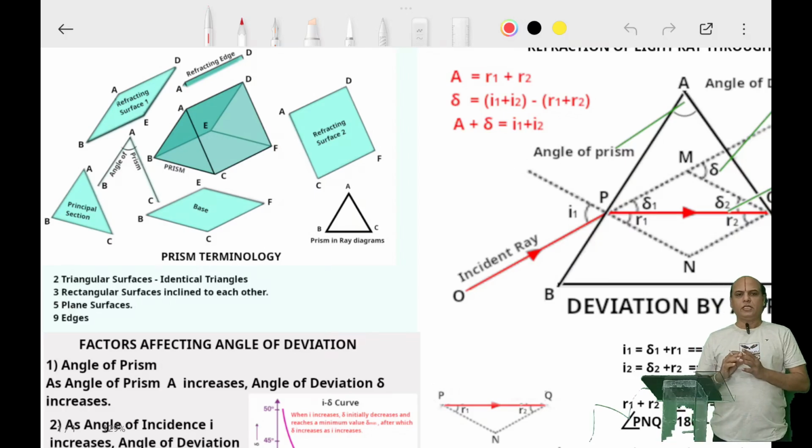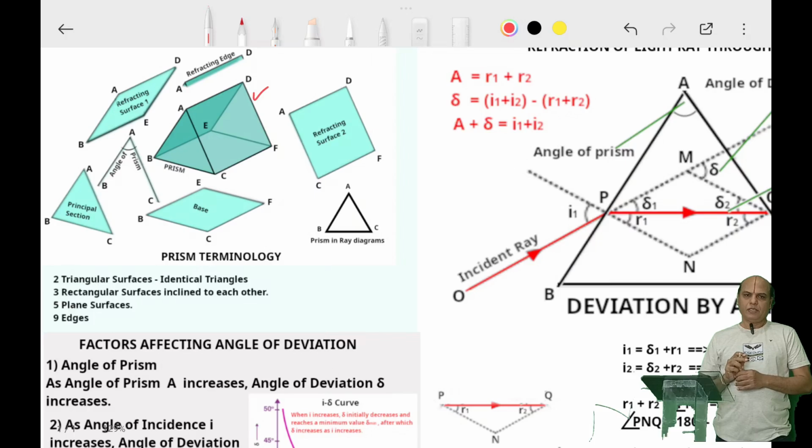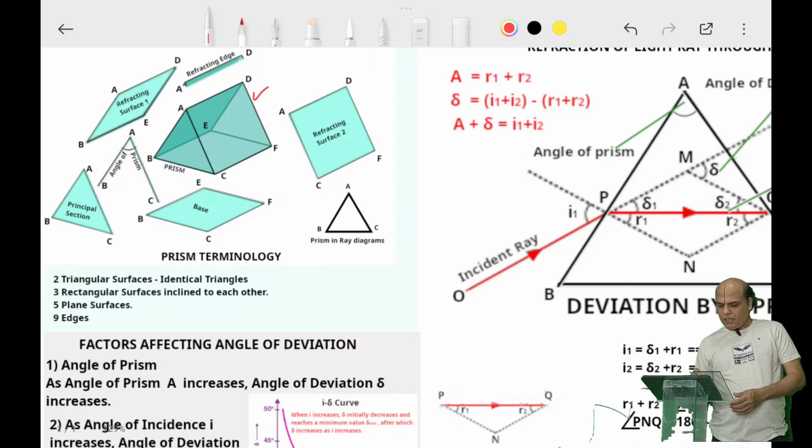Now, let us see the terminology of a glass prism whose cross section is triangular. Have you seen that prism anytime? Its cross section would be triangular. If you see on the screen, this is the prism. Let us see what terminology is used. We should be well aware of the nomenclature and terminology of the prism. It has two cross sections: the cross section is a triangle, so this is one, the front side, and the back side, this is two.